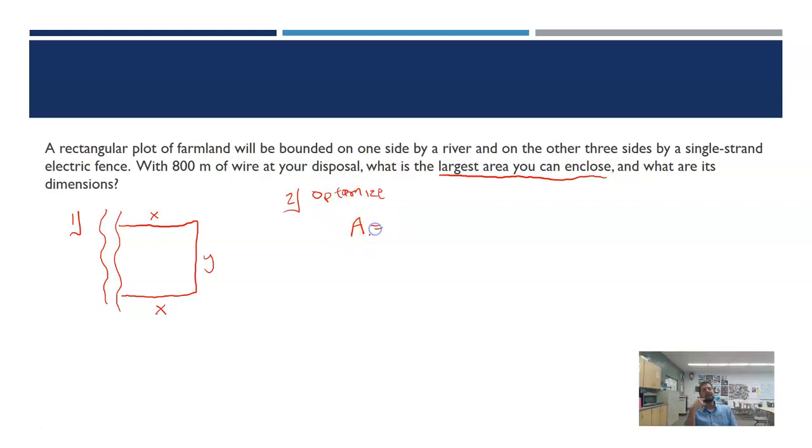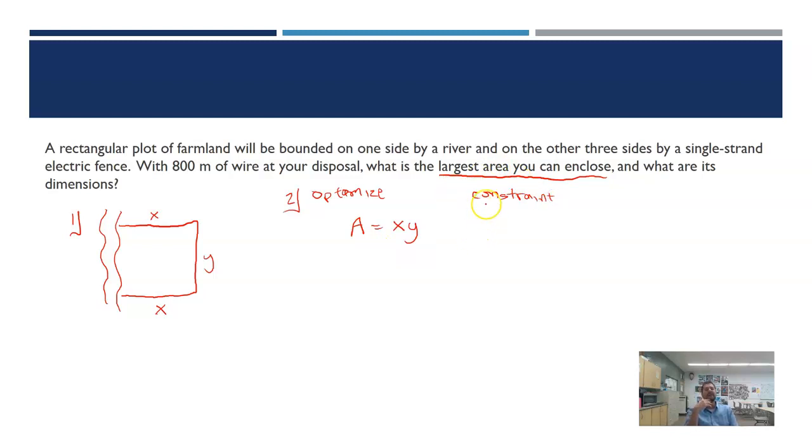Okay, so the area in this case, in my problem, based on the picture that I've labeled, is going to be X times Y. Now again, you'll notice I have 3 variables in this problem. I can't take the derivative of that yet because I've got too many variables. So I have to come up with my constraint equation as well.